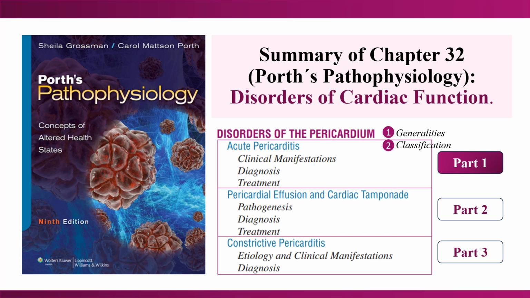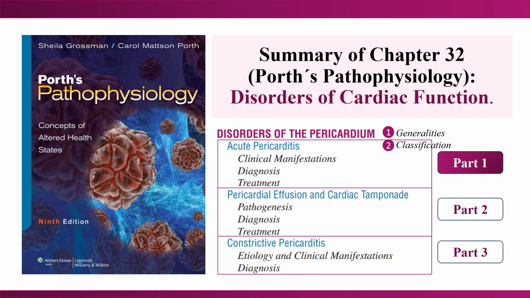In this instance, this first video of the series about cardiovascular disease will cover disorders of the pericardium in 3 parts. Here's the index of topics. Part 1, disorders of the pericardium: generalities, classification, acute pericarditis, clinical manifestations, diagnosis, treatment. Part 2, pericardial effusion and cardiac tamponade: pathogenesis, diagnosis, treatment. Part 3, constrictive pericarditis: etiology and clinical manifestations, diagnosis.